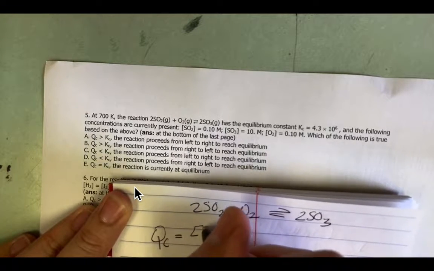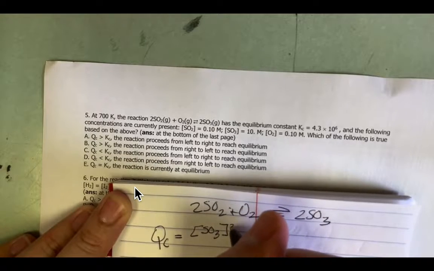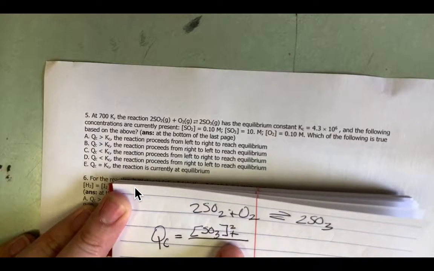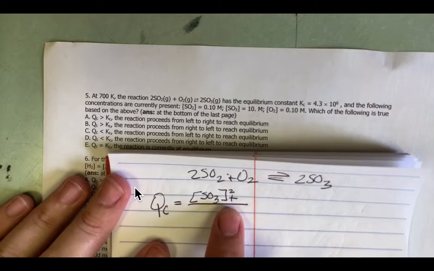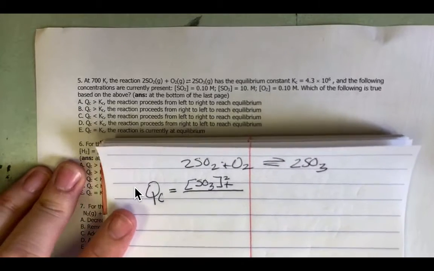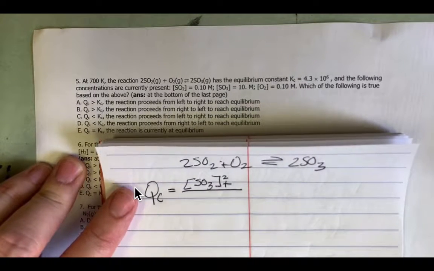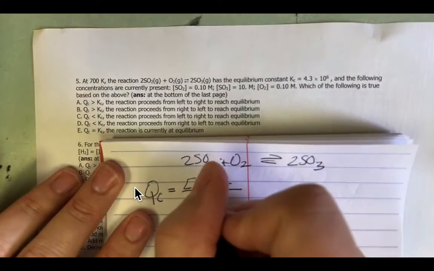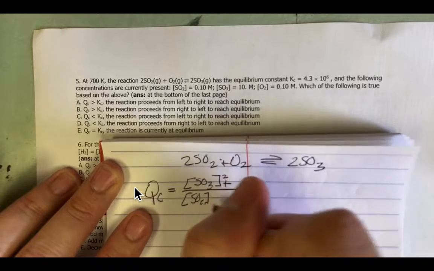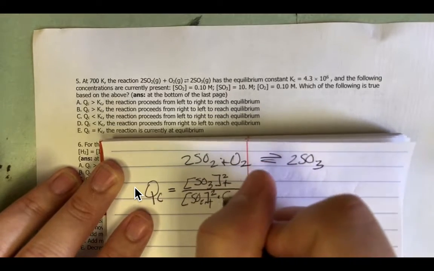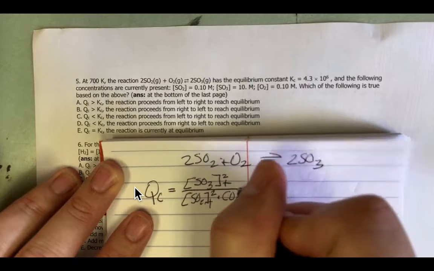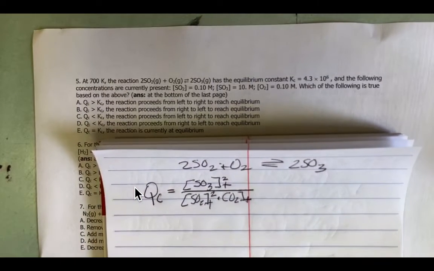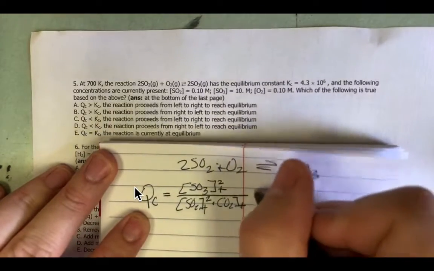Different books use different things to represent this. I put a t here to just say that it's at some time t. It's not the initial concentration. It's not necessarily the equilibrium concentration. It's just the concentration at some time. And so same sort of arrangement though, products over reactants. And then we need to put those into the equation.